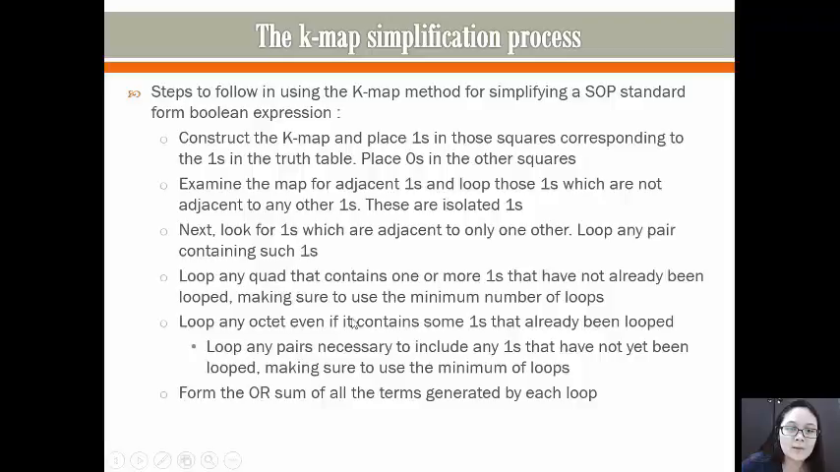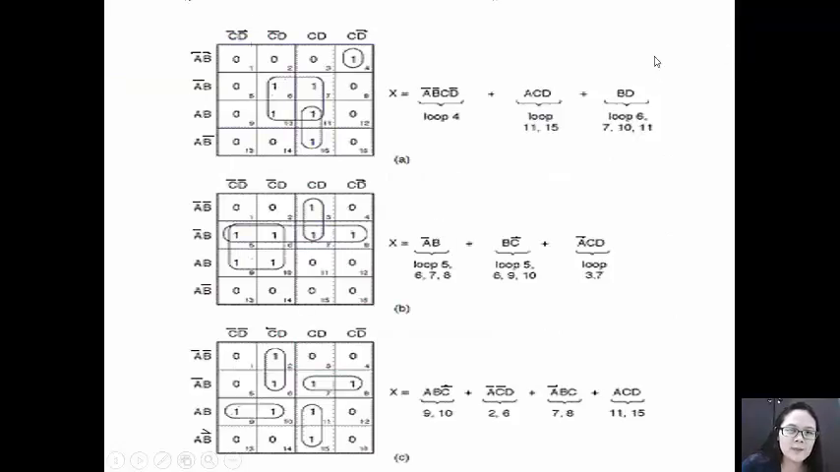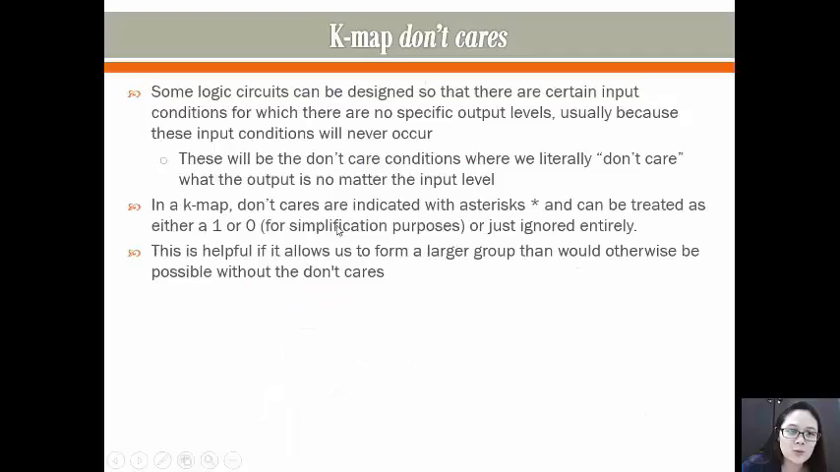Then loop any quads that contain one or more 1s that have not already been looped, making sure to use the minimum number of loops. Loop any octet even if it contains some 1s that have already been looped. Loop any pair necessary to include any 1s that have not been looped, making sure to use the minimum number of loops. Form the OR sum of all the terms generated by each loop. So for this image, you can see the grouping of square, 2 and 1. This one is square, horizontal, and these two grouping.